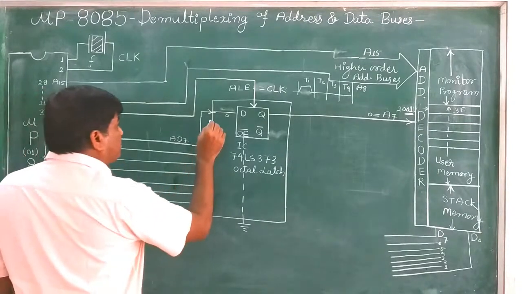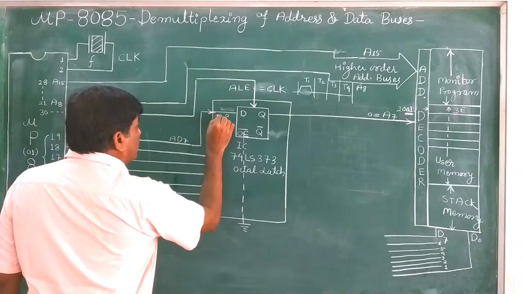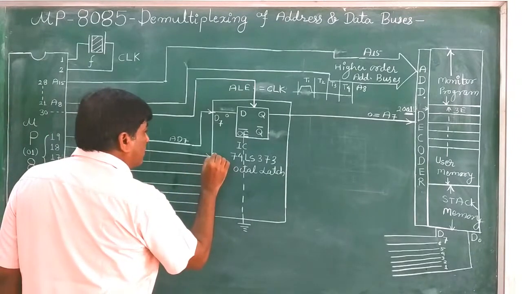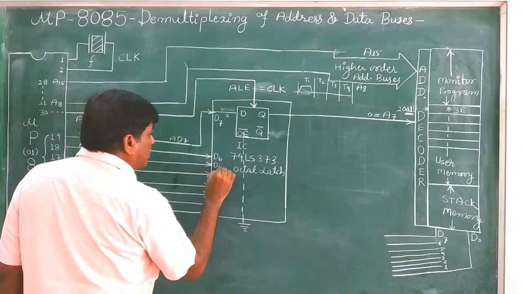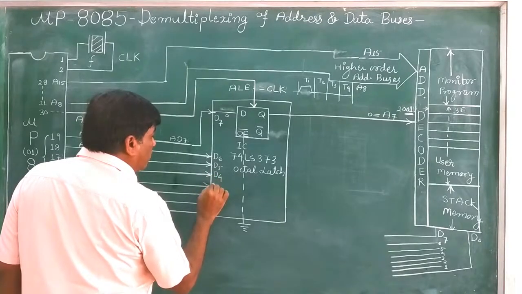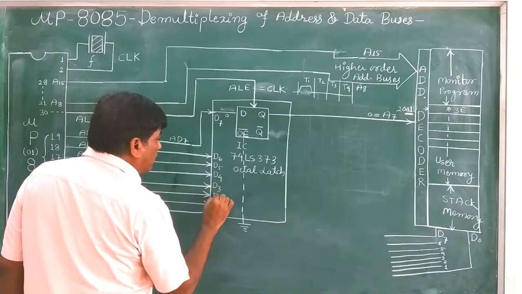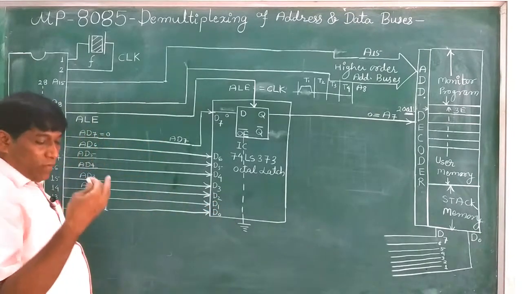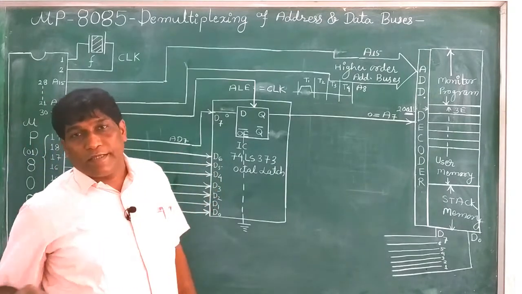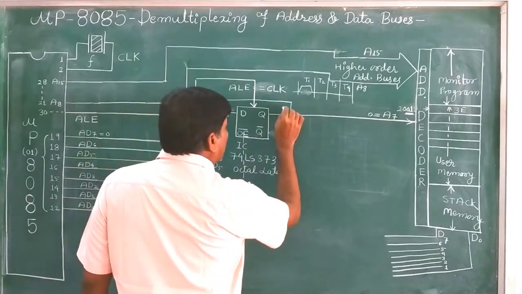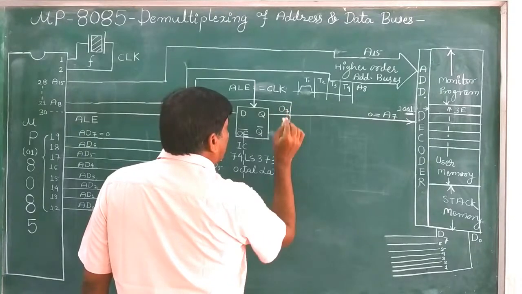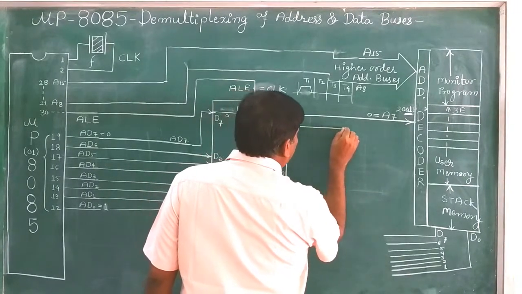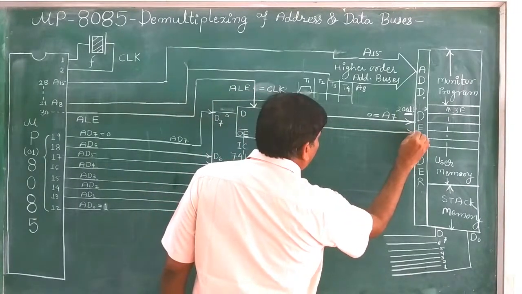These are the different inputs to this 74LS373 latch: D7, D6, D5, D4, D3, D2, D1 and D0. Similarly, we have outputs on this IC. These outputs are, say, O7, and then O6. Again it should be connected to the address decoder.